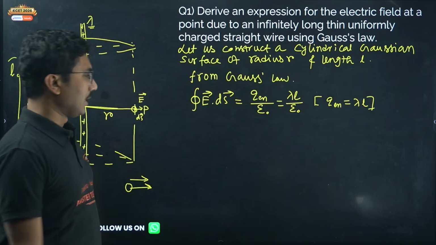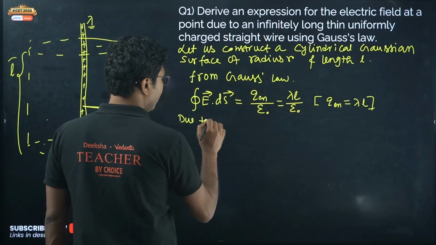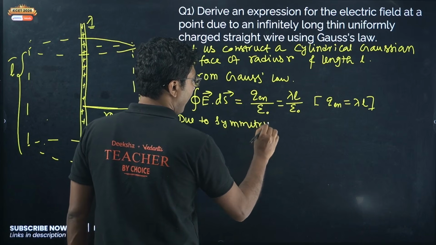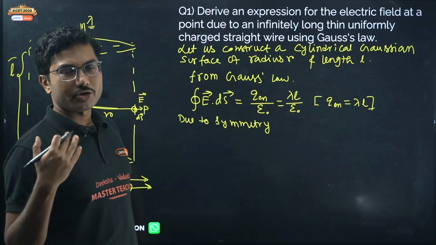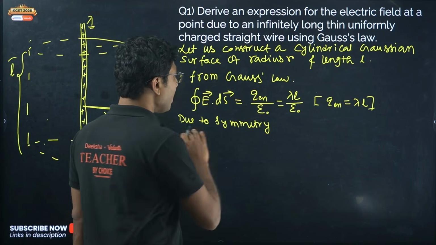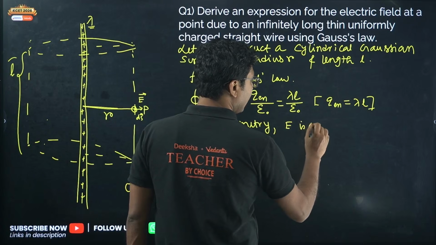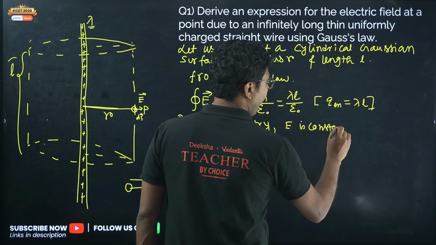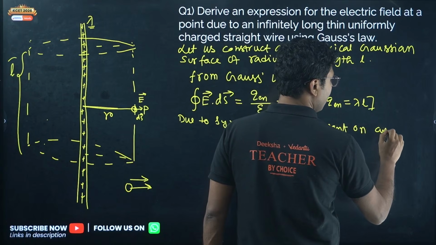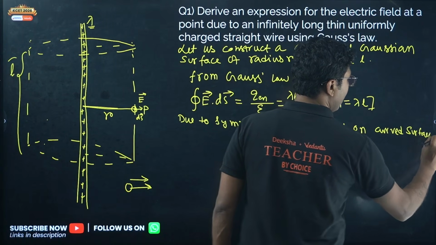Now what? Due to symmetry, the language is almost the same for all Gauss's law related questions. Due to symmetry, E is constant on the curved surface of the cylinder.